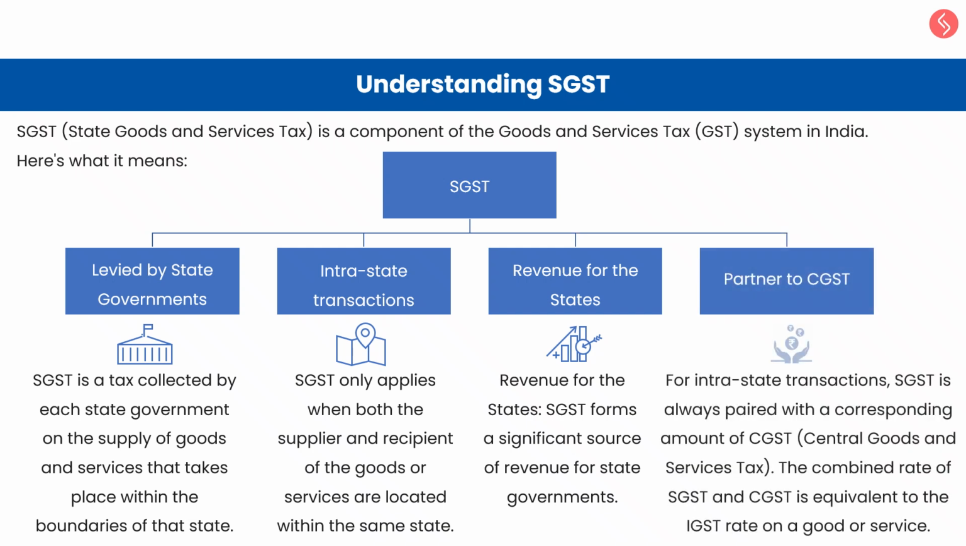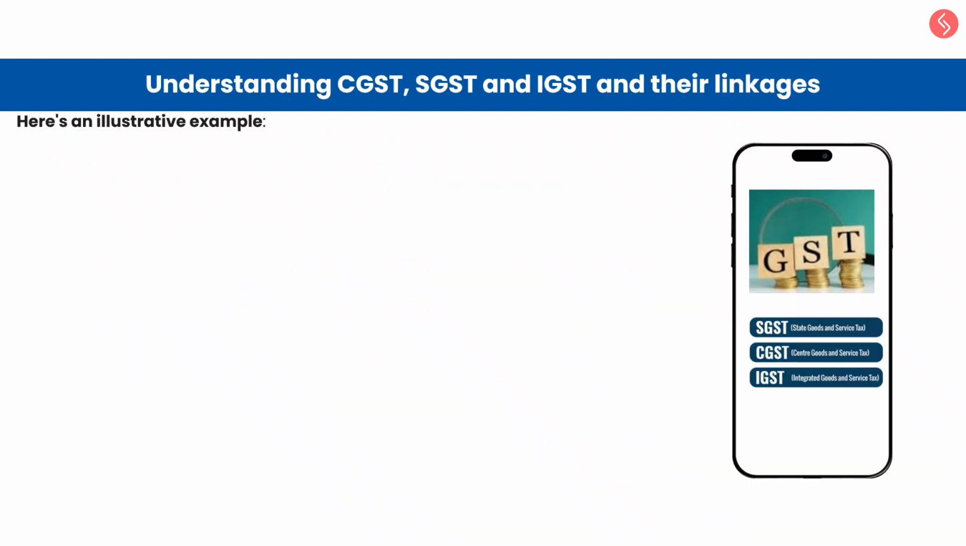It is a partner to CGST. For intra-state transactions, SGST is always paired with a corresponding amount of CGST, Central Goods and Services Tax. The combined rate of SGST and CGST is equivalent to the IGST rate on a good or service. Here is an illustrative example.